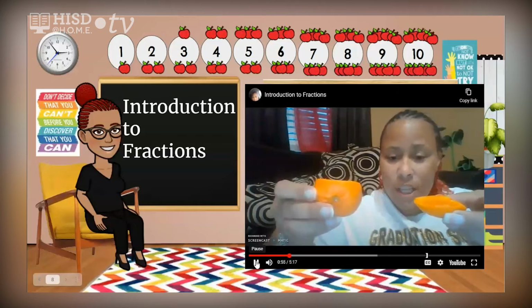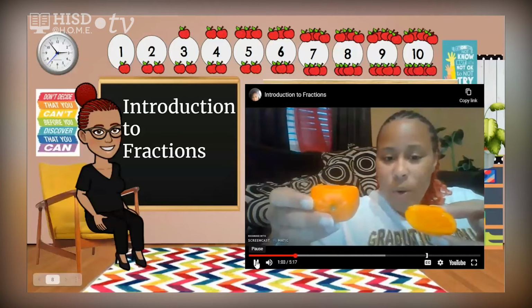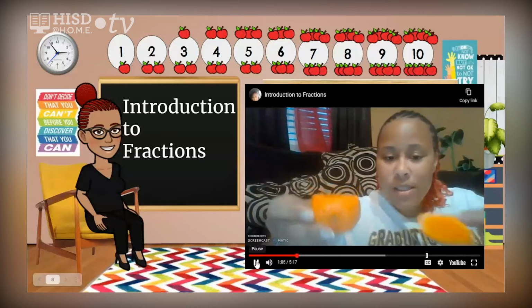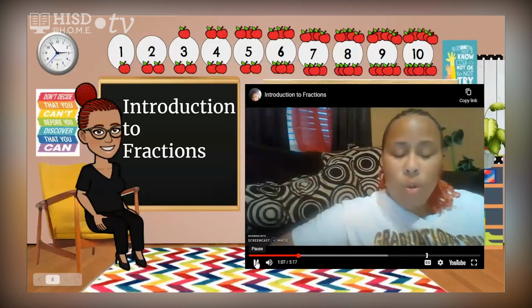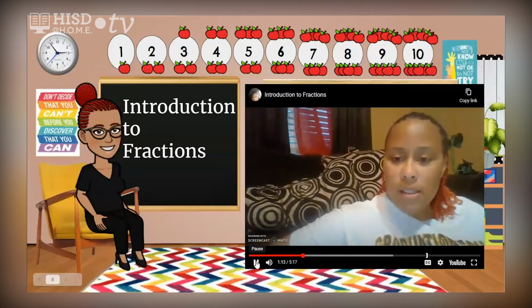Clearly, you can tell that these 2 pieces are not the same. After looking at the orange that she brought me, I knew we needed to talk about equal and unequal parts. Today, we're going to be taking an introduction to fractions. We will be looking at equal and unequal parts.